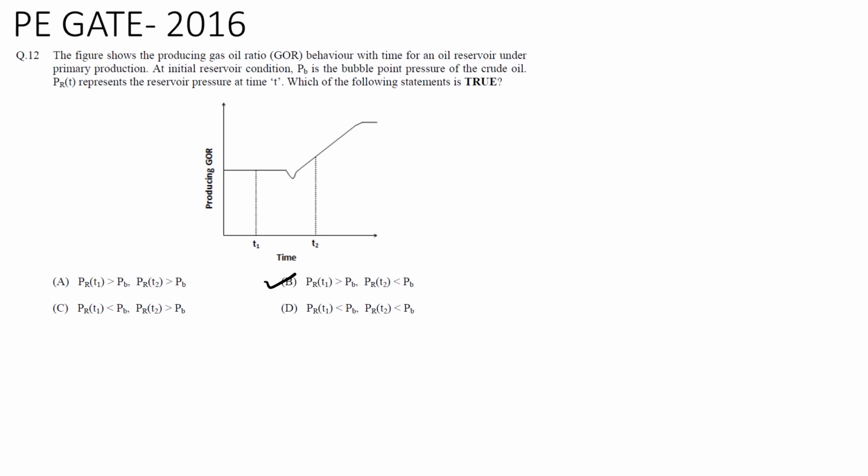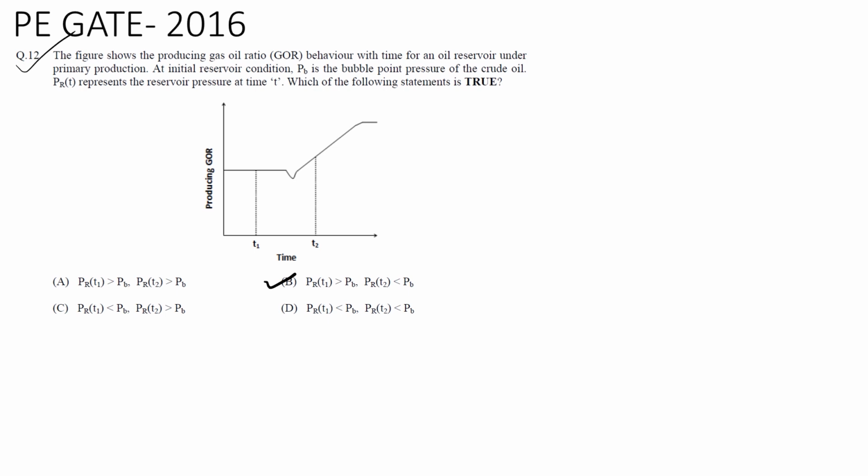This particular question was asked in GATE 2016. Let's see the question. The figure shows the producing GOR behavior with time for an oil reservoir under primary production. Pi is the initial reservoir condition, PB is the bubble point pressure of the crude oil, and PR represents the reservoir pressure at time T. Which of the following is true?